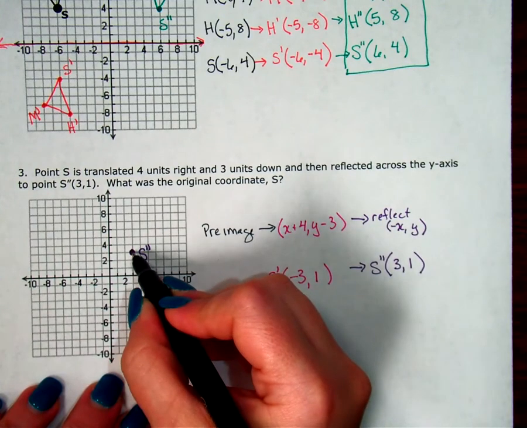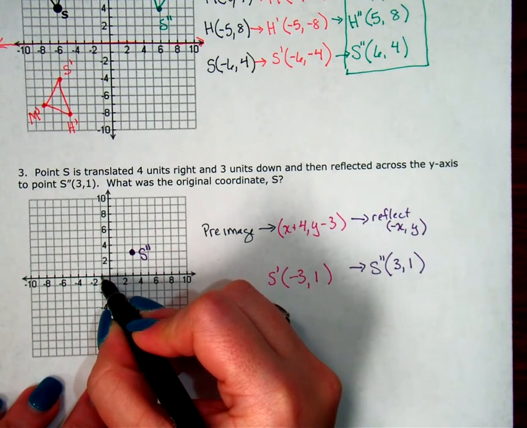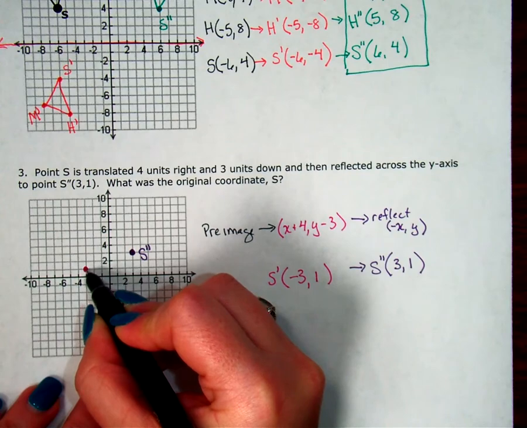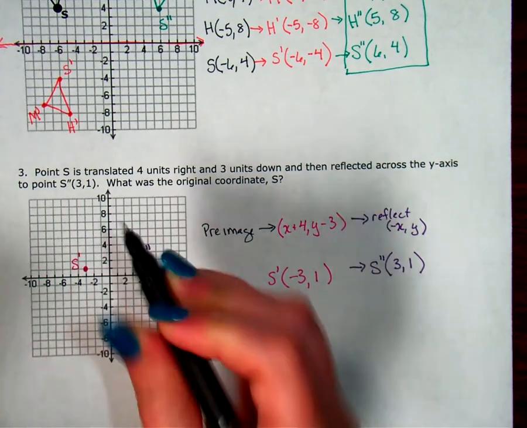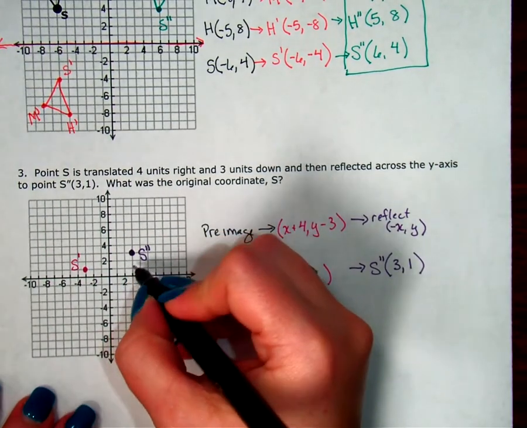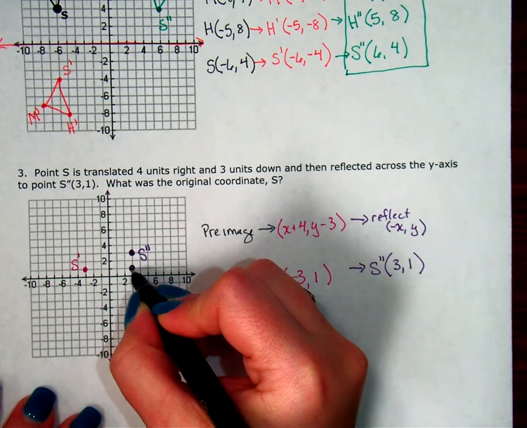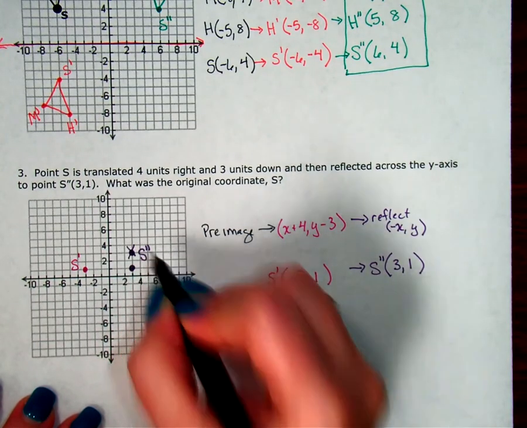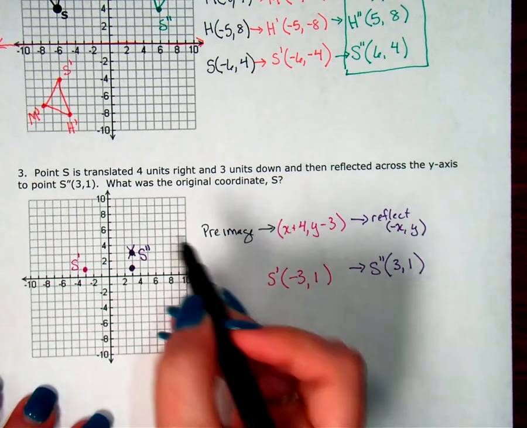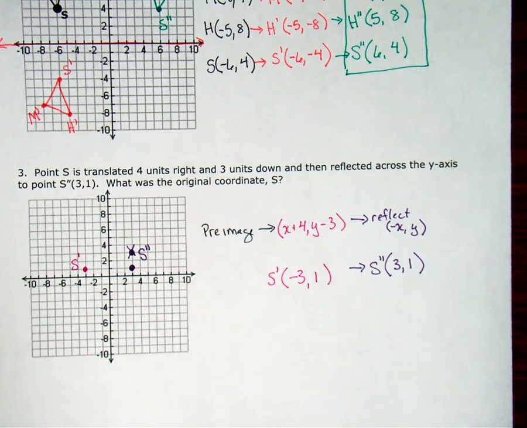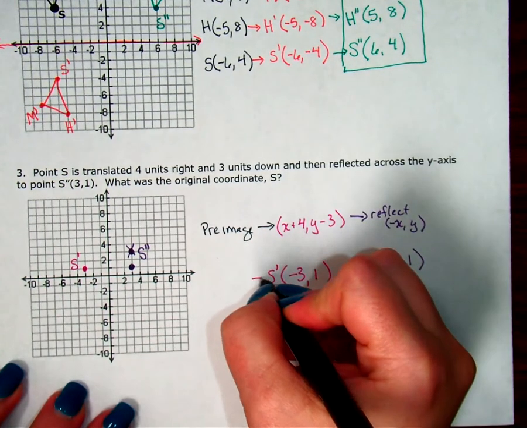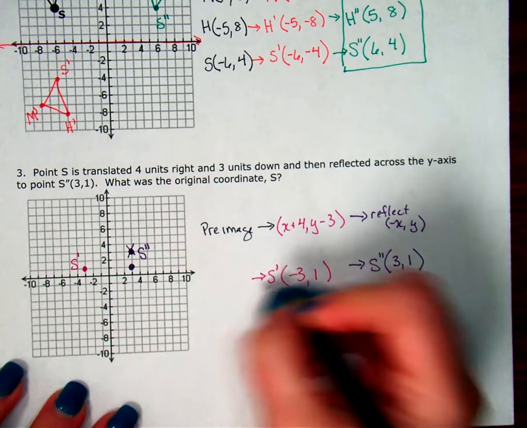I didn't put that in the right place, did I? Negative 3, 1, S single prime. Let me move this one to the correct spot. This one should have been at 3, 1. 1, 2, 3. 1, not this one, for my S double prime. This is my S double prime. Okay? All right, so now we have found our way to our pit stop. We still need to make it all the way back to our starting spot. I need to get to my pre-image.